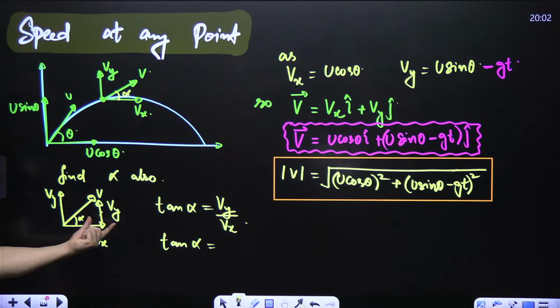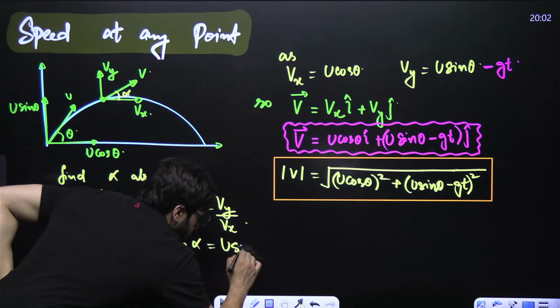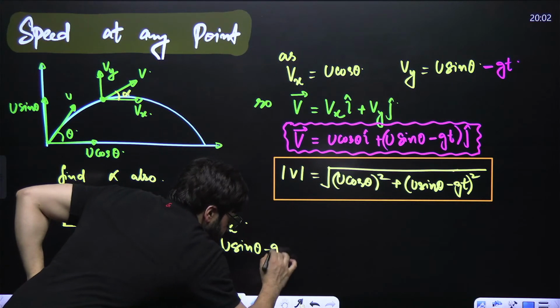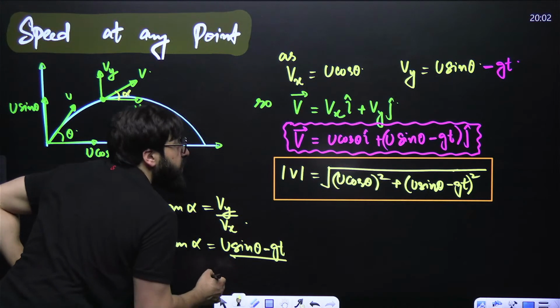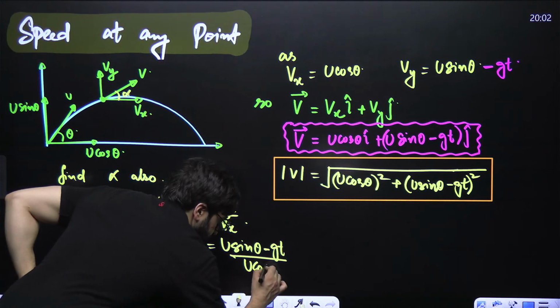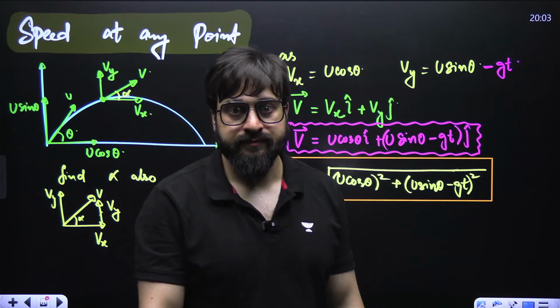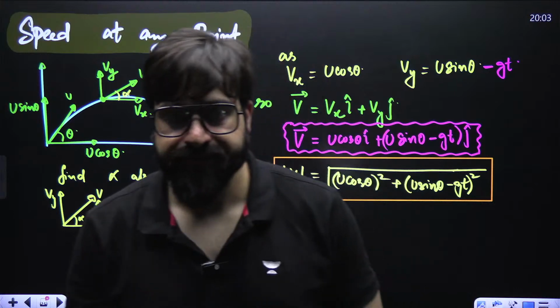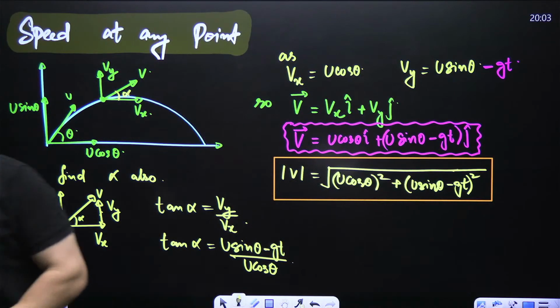So tan of alpha is equal to, what is the value of Vy? That is u sine theta minus gt. And what is the value of Vx? That is u cos of theta. Is this clear?